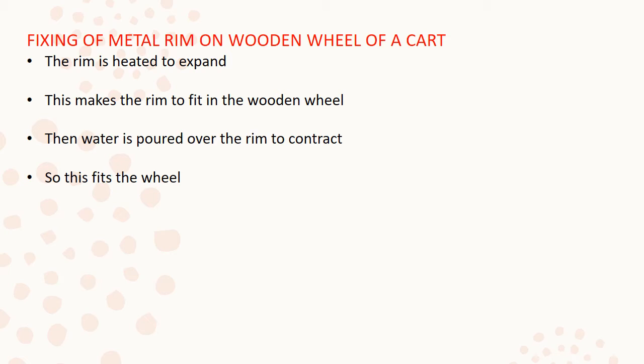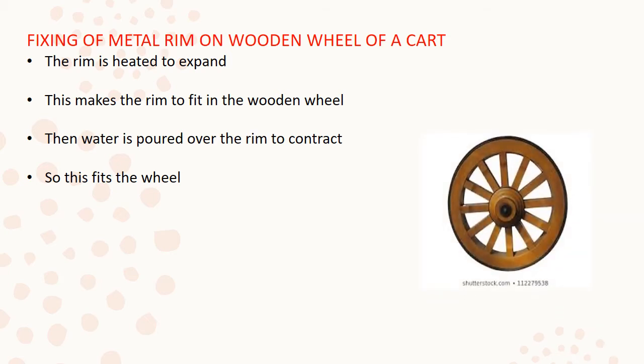Similarly, let us see the fixing of the metal rim on the wooden wheel of a cart. There is a metal rim. You can see at the sides, in black color, it's the metal rim. So how can you fix this metal rim on the wooden wheel of a cart? The remaining part is the wooden wheel. So how can it be fixed?